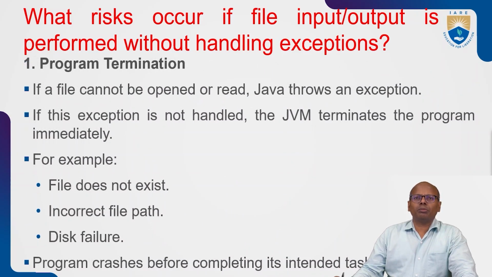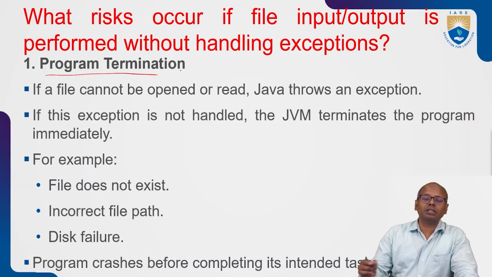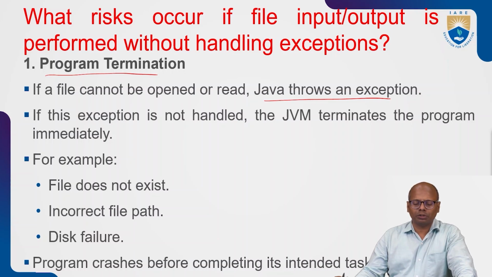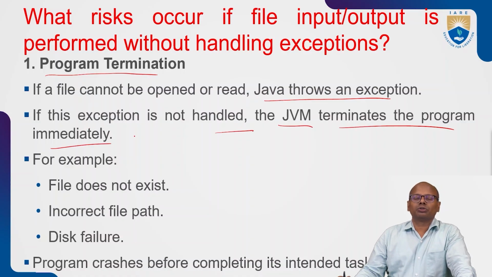Now, what are the problems that will happen? The first risk is program termination. If a file cannot be opened or read, Java throws an exception. If I don't write my exception handling code, Java will throw an exception and it will stop the program. If this exception is not handled, the JVM terminates the program immediately. If I don't explicitly write exception handling code for this, the JVM will terminate the program abruptly.